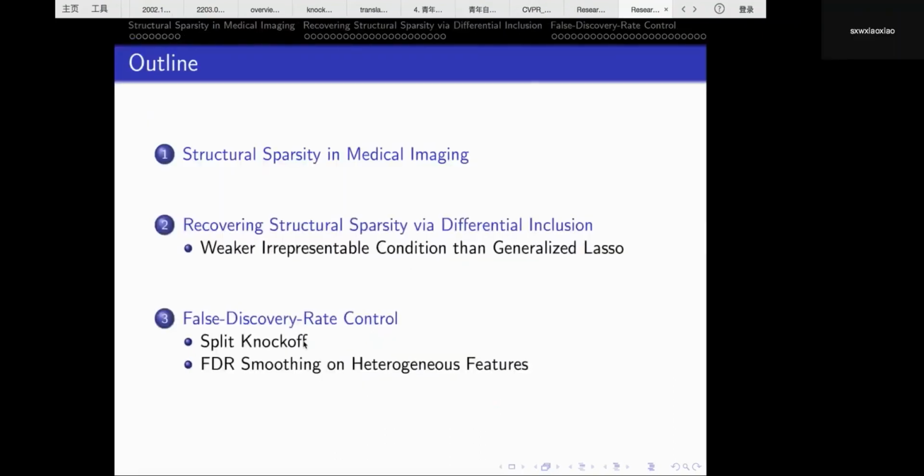Today's talk contains three parts. In the first part, I will first introduce the structural sparsity problem in the medical imaging field and its related works. Then I will introduce in detail how the differential inclusion can address this structural sparsity problem. Theoretically, I will show that this new method can recover the true signal set under a weaker incoherence condition. However, this condition is practically unknown. So therefore, in the last section, I will introduce our recently proposed two approaches to control the false discovery rate.